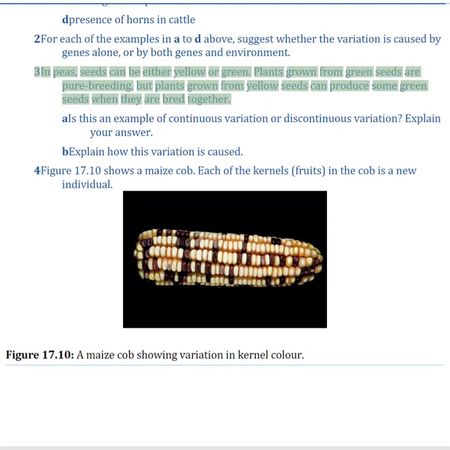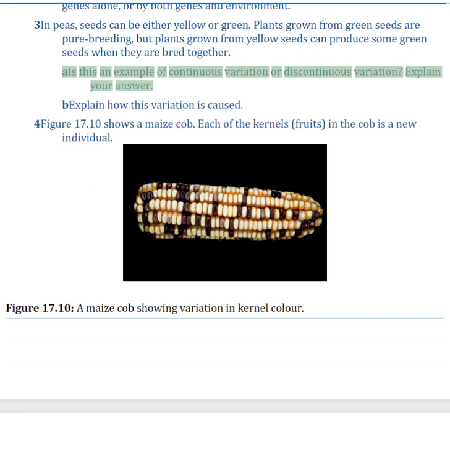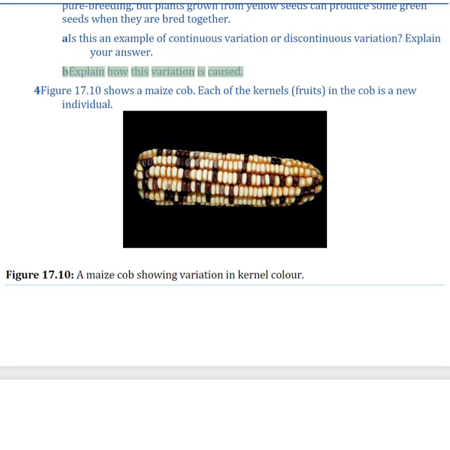3. In peas, seeds can be either yellow or green. Plants grown from green seeds are pure breeding, but plants grown from yellow seeds can produce some green seeds when they are bred together. A. Is this an example of continuous variation or discontinuous variation? Explain your answer. B. Explain how this variation is caused.